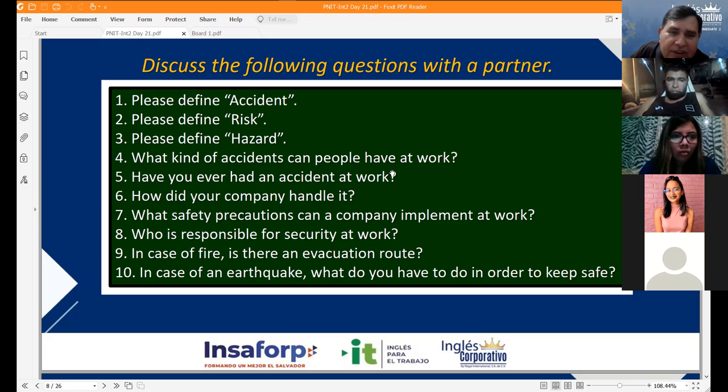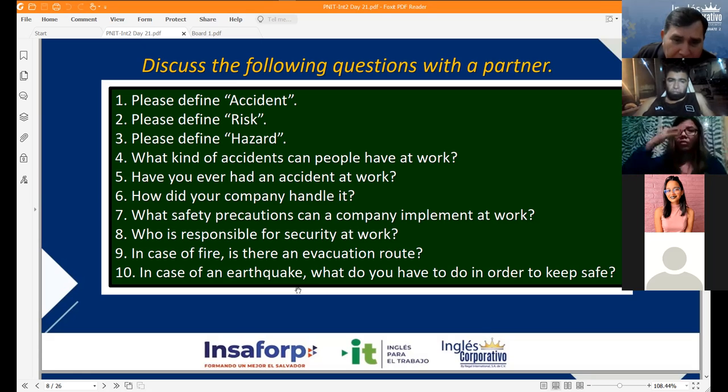What kind of accidents can people have at work? Have you ever had an accident at work? How did your company handle it? What safety precautions can a company implement at work? Who is responsible for security at work? In case of fire, is there an evacuation route? In case of an earthquake, what do you have to do in order to keep safe? Okay, to save your life. Okay, let's go to the group so that you may discuss that, okay?